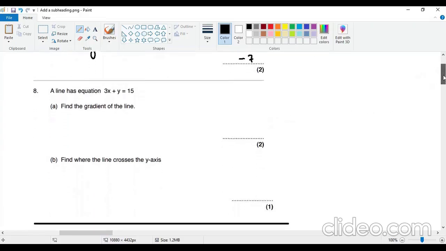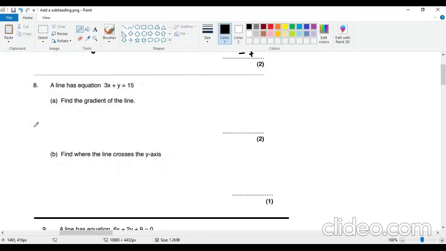Now comes a line that has an equation 3x plus y equals 15. Find the gradient of this line. Now always change it in the form of y equals mx plus c. So this is 3x plus y equals 15. Keep y as it is, no change in it. 3x will go to the other side and becomes negative 3x plus 15. So negative 3 is the gradient. Find where the line crosses the y-axis. Y-axis, you know very well that this is called the y-intercept. That means it is going to cross at plus 15.